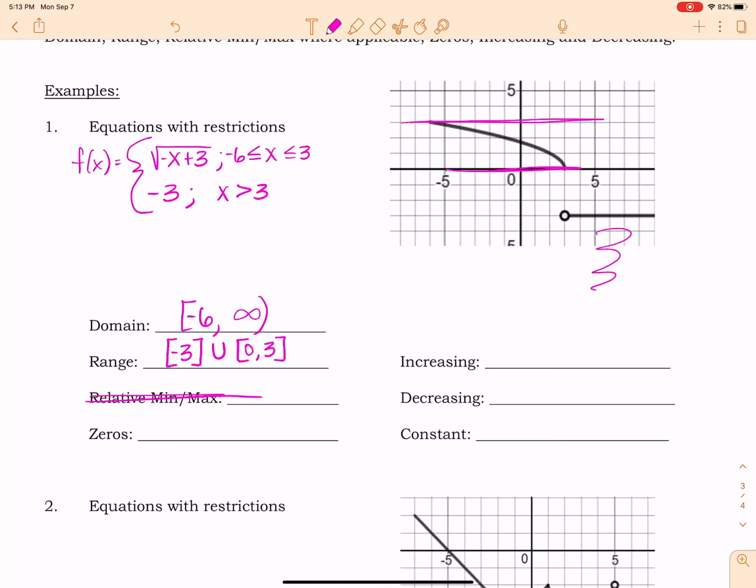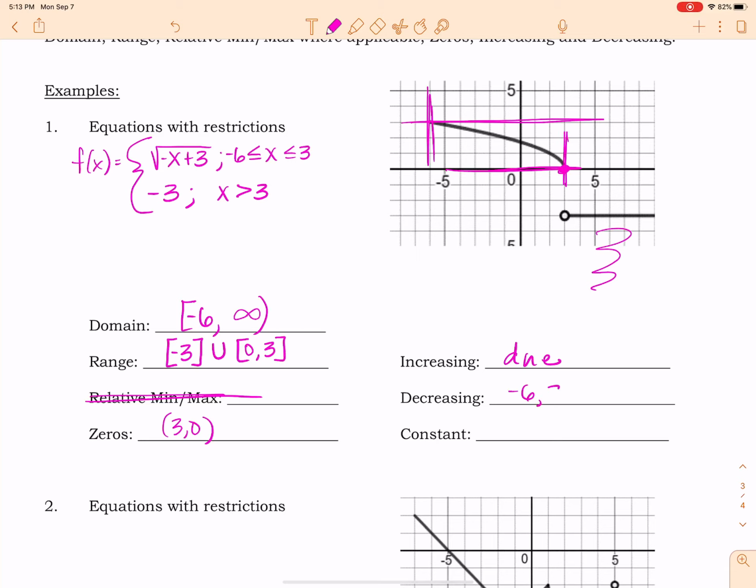Zeros, this is where you cross the x-axis. So we're just going to have that one right there. So that's going to be at (3, 0). And then increasing, this graph does not increase from left to right anywhere, so does not exist.